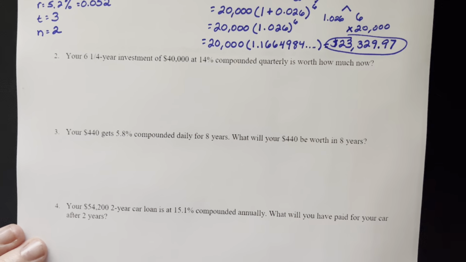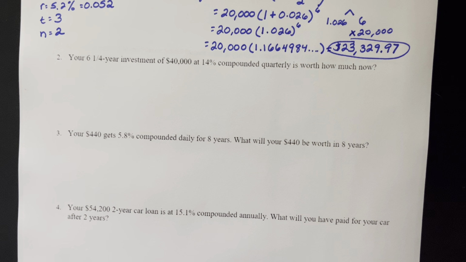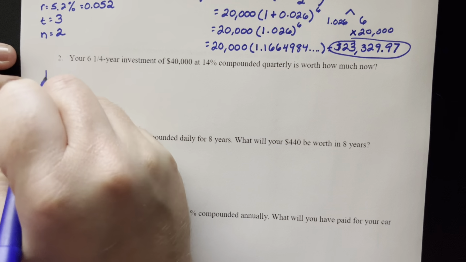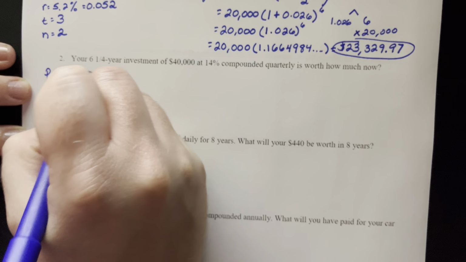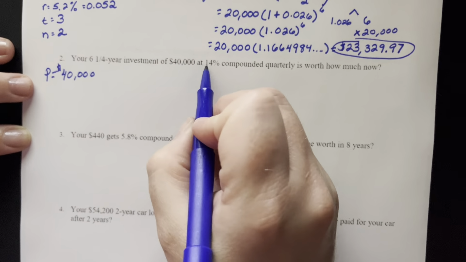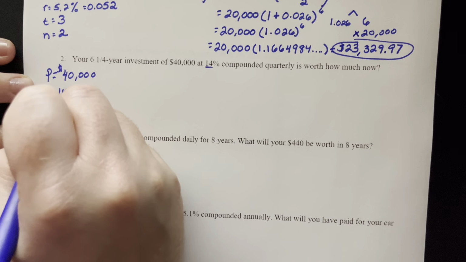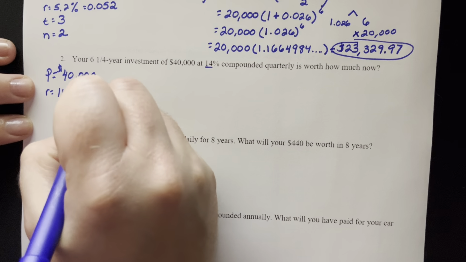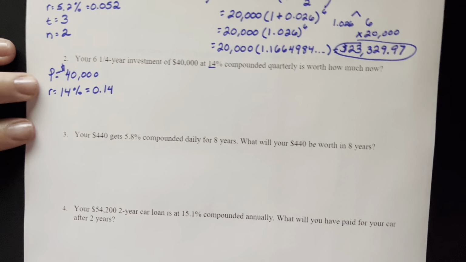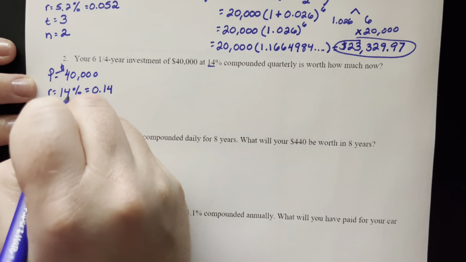Let's try another one. So we have a 6.25 year investment of $40,000 at 14% interest compounded quarterly. How much is it worth now? So let's list out our information again. Our original amount was $40,000. The rate is 14%, so we write that as a decimal, 0.14. Time was 6.25.